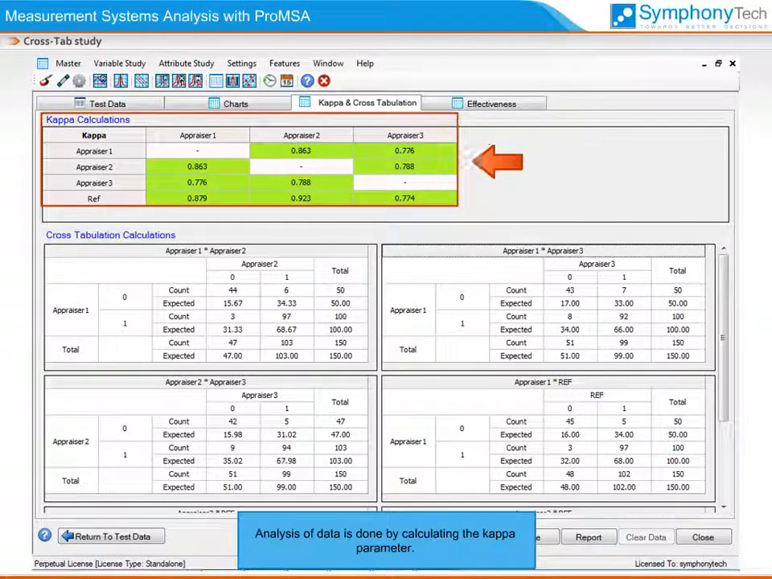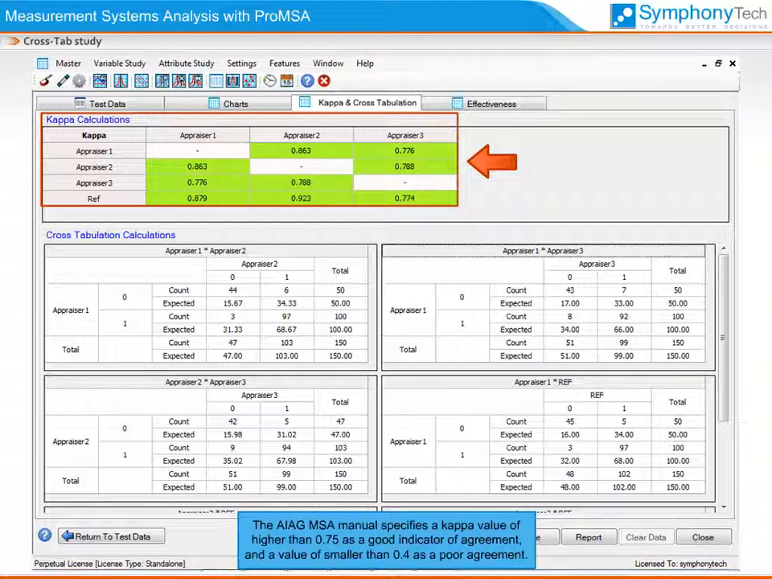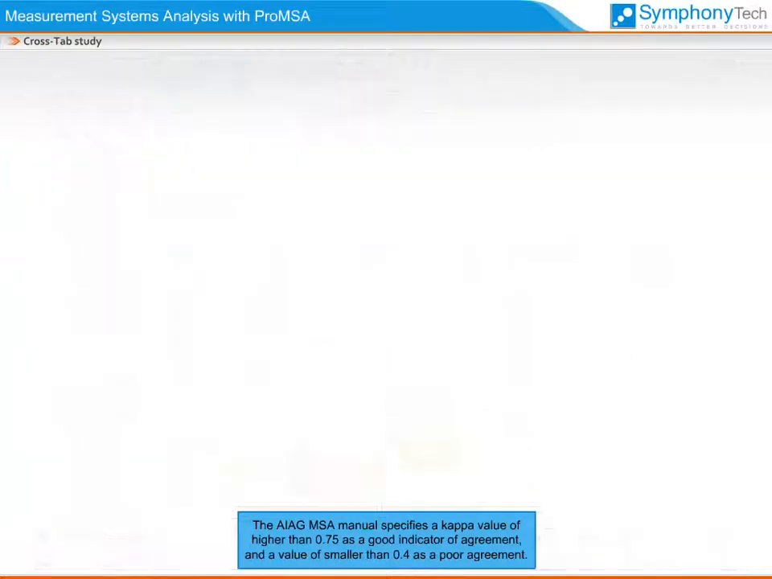Analysis of data is done by calculating the kappa parameter. The kappa parameter is a fraction between 0 and 1. A high value of kappa indicates a good agreement. The AIAG MSA manual specifies a kappa value of higher than 0.75 as a good indicator of agreement, and a value of smaller than 0.4 as a poor agreement.